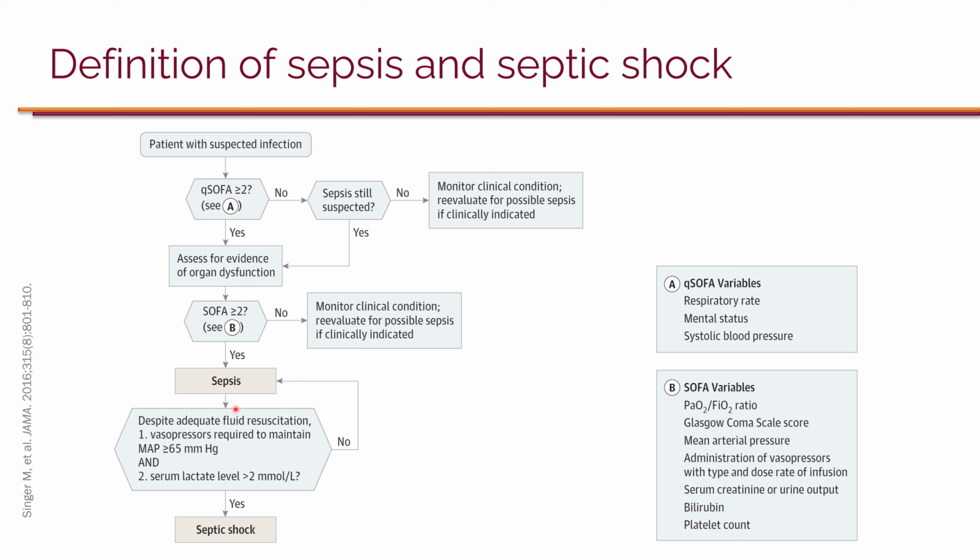And then once somebody has sepsis, in order to define septic shock, if they have hypotension, the first response is to give them fluids. And if the fluids don't resolve the low blood pressure and they require a vasopressor agent to maintain a MAP of at least 65, that defines septic shock.